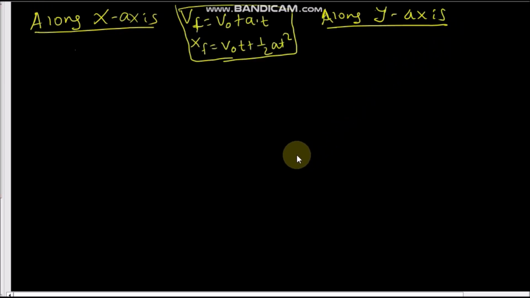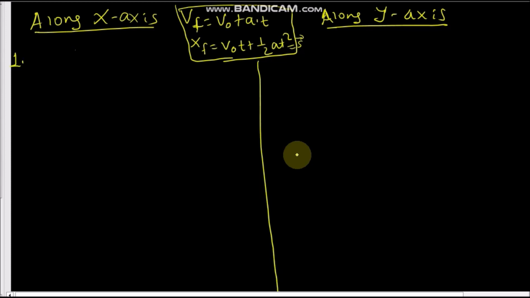In kinematics we know that the final velocity is given by the initial velocity plus acceleration times time, and the displacement s, or x final, can be calculated by the initial velocity times t plus 1/2 a t squared. We already know this in kinematics. But in projectile motion, the acceleration is negative g, and we substitute in each case the initial velocity, the final velocity, everything. Let us see, we divide it for the x and the y.